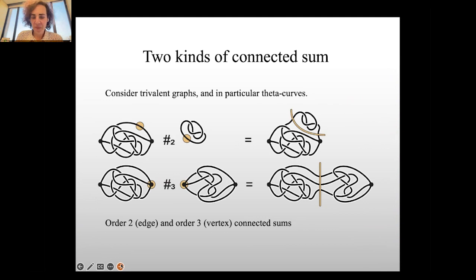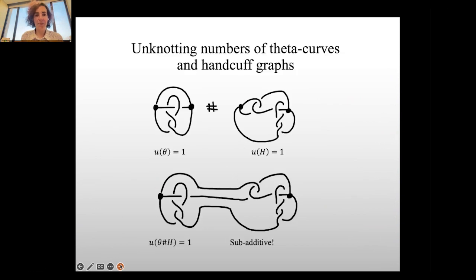All right. Notice that if you have a more complicated graph, say a graph that's not trivalent, or that doesn't have the same degree at each vertex, then you'll have some issues with this. Okay, now let's take a look at what happens when we connected sum together, using the vertex sum, a handcuff graph and a theta graph.